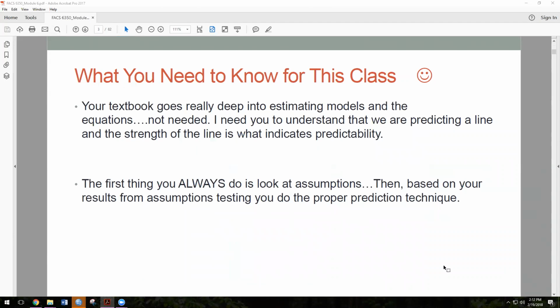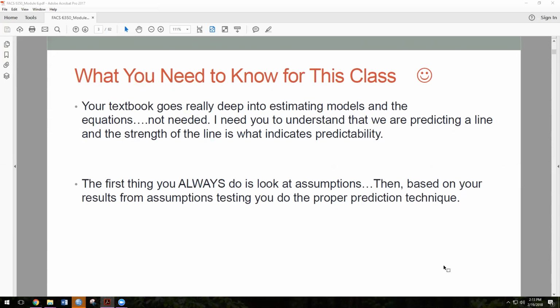So what you need to know for this class, the textbook goes really deep into estimating different models and looking at the different regression equations and the different types of regression. Really what I need you to understand at this point is that regression is you predicting a line, and the strength of the line really helps you indicate how accurate your model or the predictability of your model is going to be. So if I have students and I want to know if they're going to pass the RD exam or not, then I want to estimate a model that is very good so that I, as an internship director, can choose those students that are more likely to pass the RD exam. And I don't want a model that's not accurate, because then I'm going to choose the wrong students.